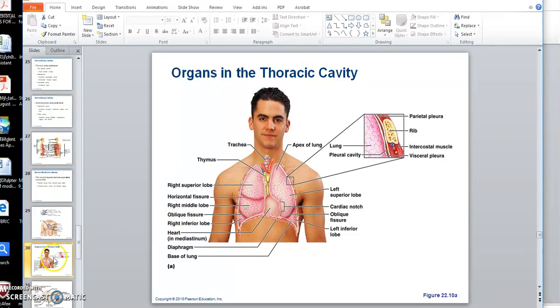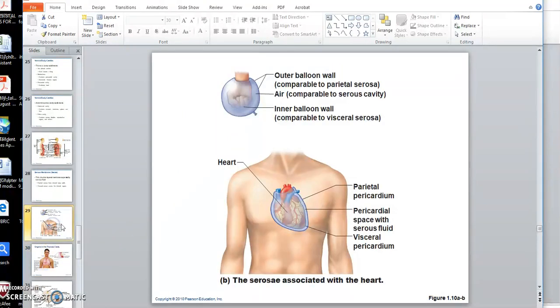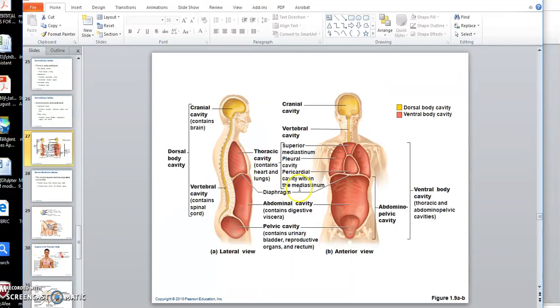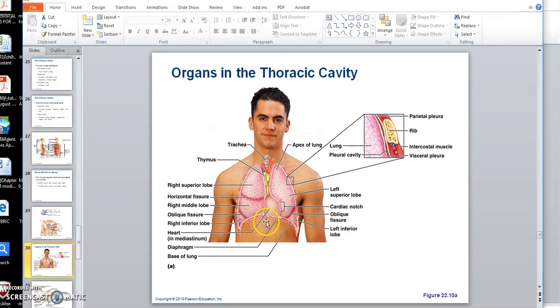What the heart is going to have, go back here, we'll use this drawing, is one layer of a serous membrane surrounding the heart, and that's what we call the visceral pericardial layer, and the other is on the outside, the parietal pericardial layer. That's right there, as you can see in the center of the chest there. So that essentially would be the heart cavity. So we have these 2 pleural and this one.